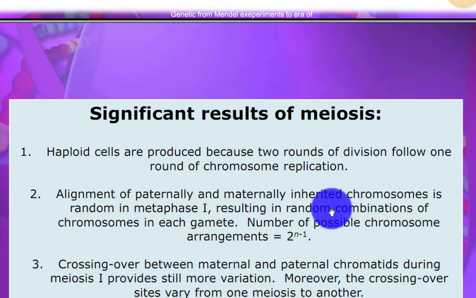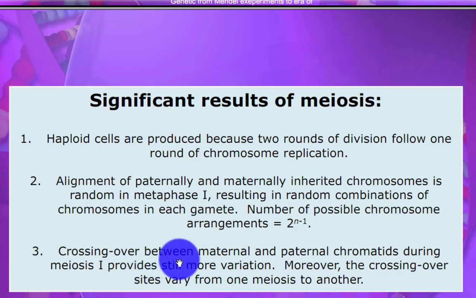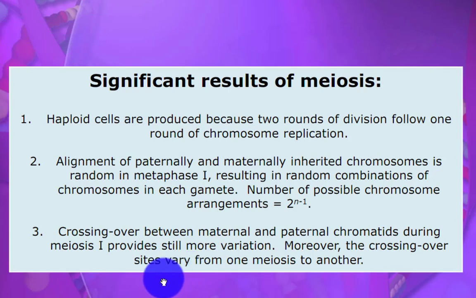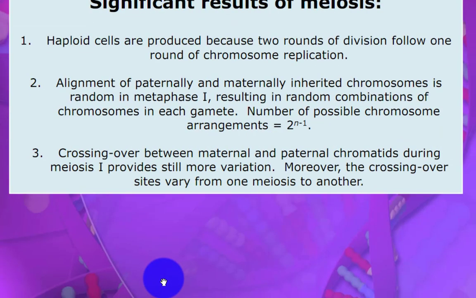Significant results of meiosis: haploid cells are produced because 2 rounds of division follow 1 round of chromosome replication. The alignment of paternal and maternal inherited chromosomes is random in metaphase 1, resulting in a random combination of chromosomes in each gamete. The number of possible chromosome arrangements is 2 raised to the power n, where n is the haploid number. Crossing over between maternal and paternal chromatids during meiosis 1 provides still more variation. The crossing over sites vary from one meiosis to another.